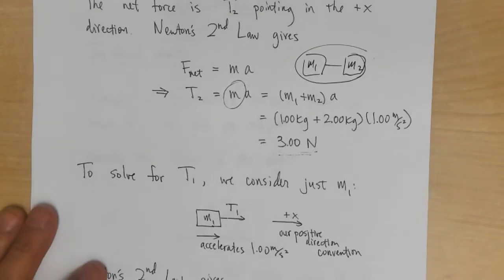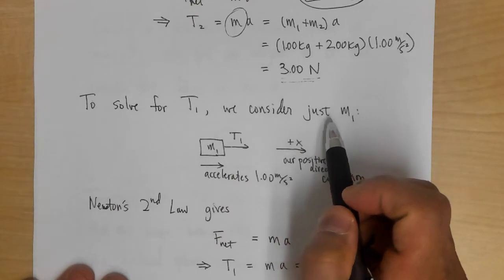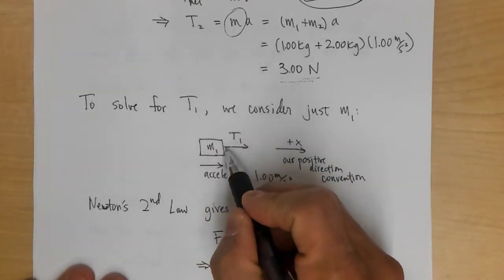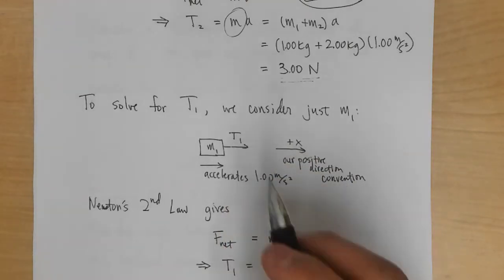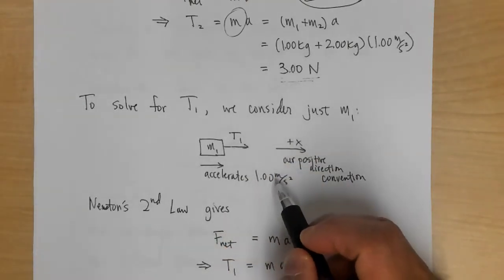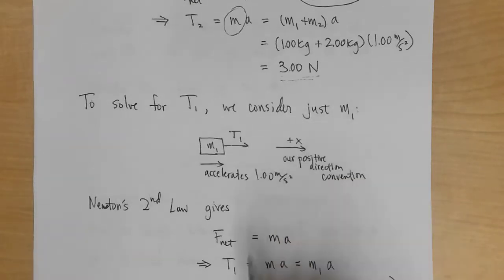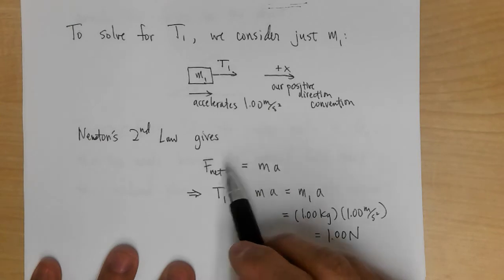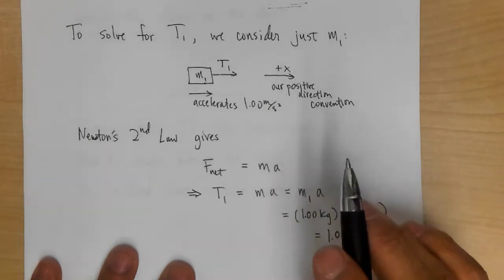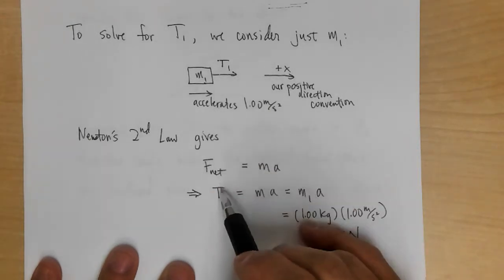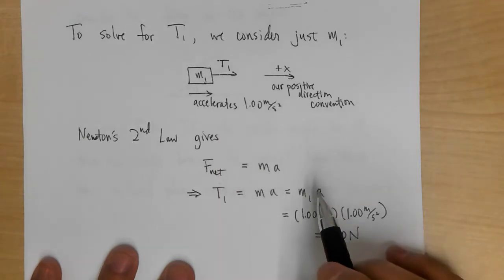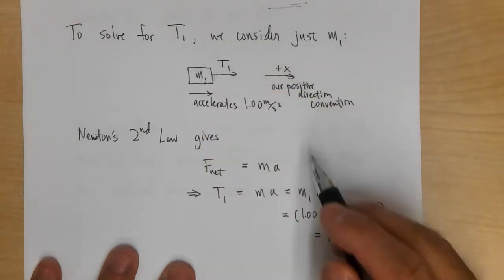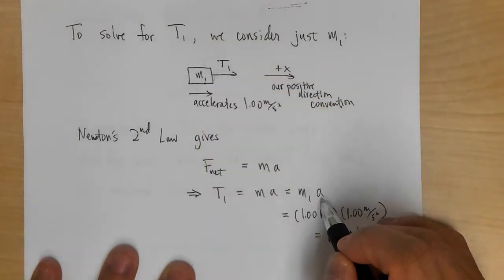So to solve for T1, we just consider the mass M1. So we have the free body diagram for M1, and we have T1 pulling on it. And we know it also accelerates at 1 meter per second squared. This is our positive x direction. So now Newton's second law gives that F net is equal to ma. We're looking in the x direction. So T1 is the net force, which must be equal to ma. Now in this case, we only have the mass M1, and so we have M1 times a.